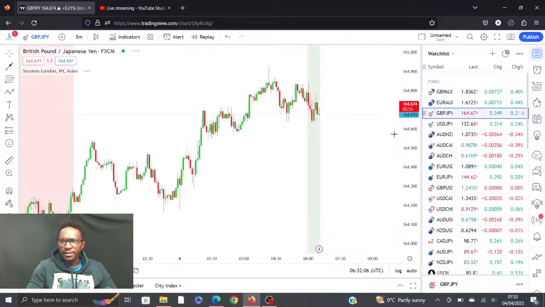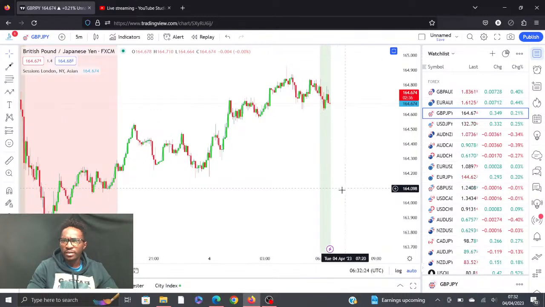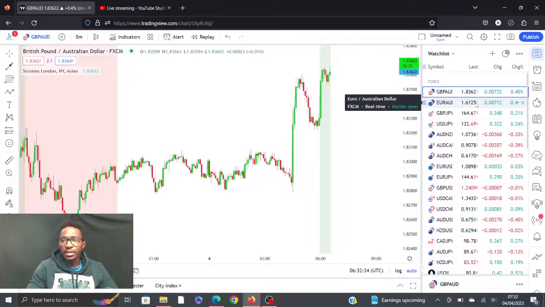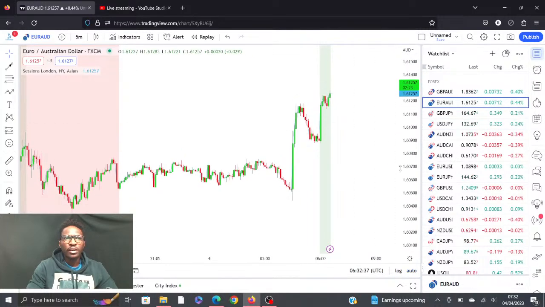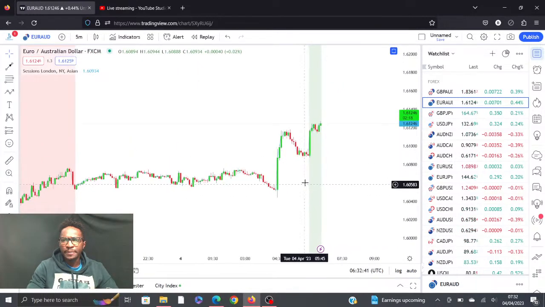Other than that, the yen is not going to give me any trades today. I don't see the possibility of the yen giving me a trade, so I don't think I'll be taking a trade on the yen, based on what I can see so far. But definitely the pound Aussie and the euro Aussie could give me a potential long trade. So I'm gonna keep an eye on that one, and we'll see.